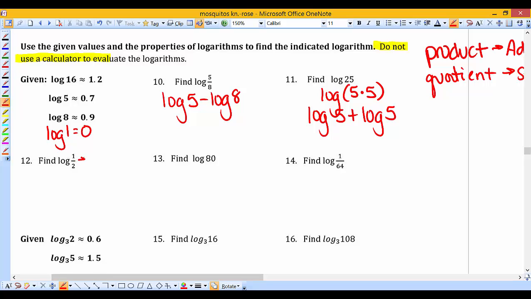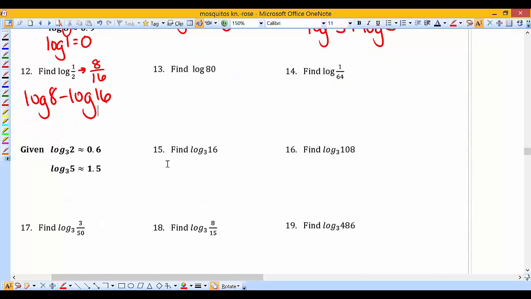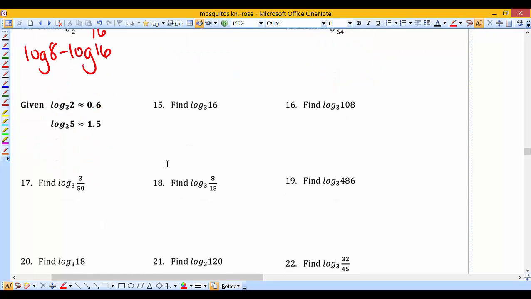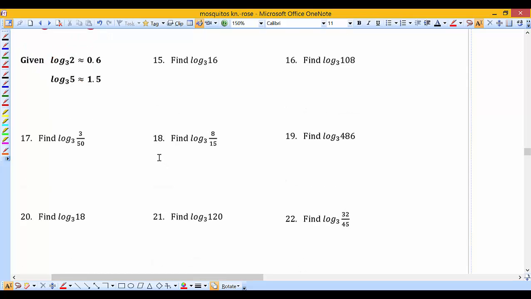But I can rewrite 1/2. 1/2 is 8/16. Now I'm using numbers that they gave me. So this is the log of 8 minus the log of 16. So now you guys should be able to go through and finish that. You're going to do the exact same thing on these ones here. Please don't overthink these.